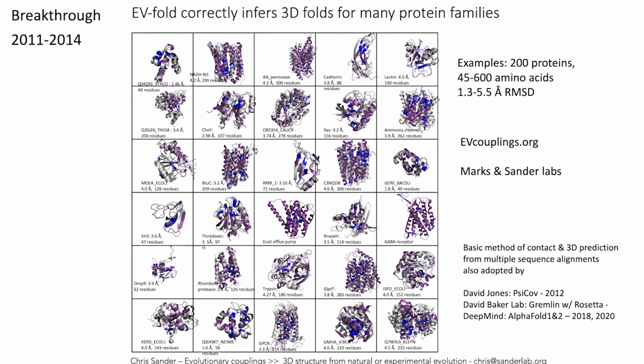And so how good is that? Well, in the first few years, you can see here the numbers. We did quite a number of large proteins all the way up to 600 amino acids with this kind of accuracy, and made it available to the community. Others picked this up. David Jones immediately, David Baker about a year or two later. We talked to them at the end of 2011, and of course later on DeepMind picked it up.